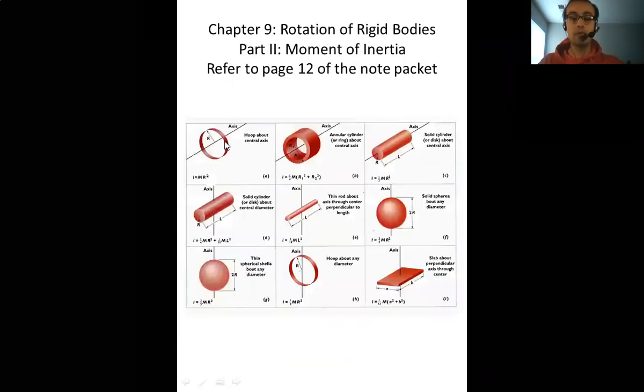All right, that concludes part one. In part two, we're going to be talking about the moment of inertia, which is where we find that not all objects are created equal in terms of how they move or how they rotate. And we'll understand the why and wherefore in our next lecture.